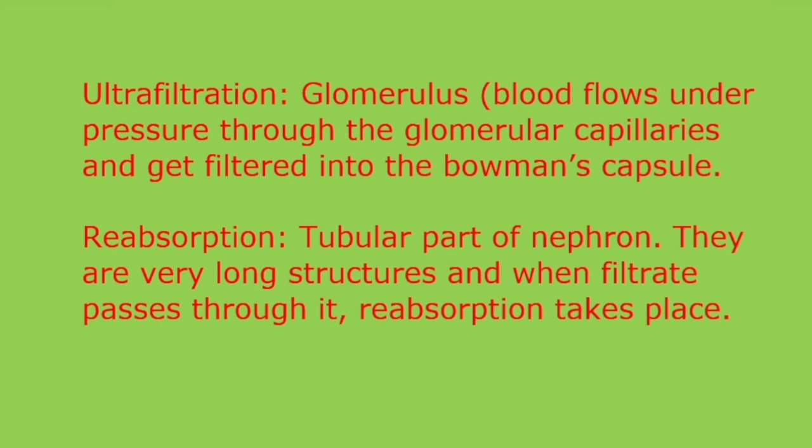Ultrafiltration happens in the glomerulus. Blood flows under pressure through the glomerular capillaries and gets filtered into the Bowman's capsule. Whereas reabsorption happens in the tubular part of the nephron. They are very long structures. When filtrate passes through it, reabsorption takes place.